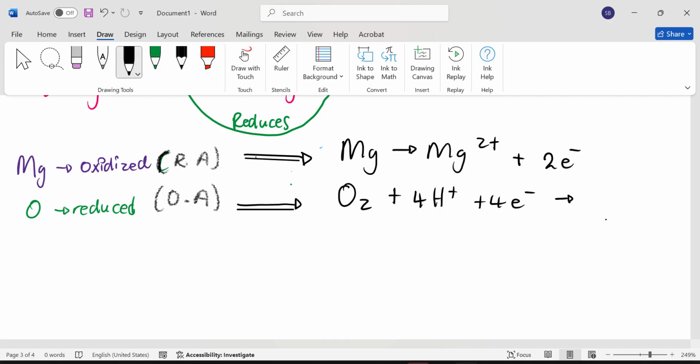Right, and so that would give me 2 water molecules. Right, so what do we then notice? We then notice that we have now our reduction.